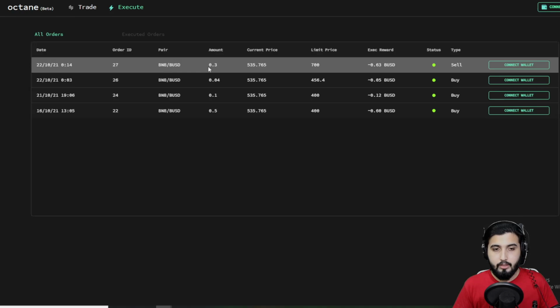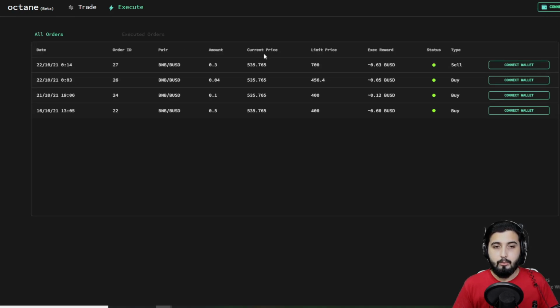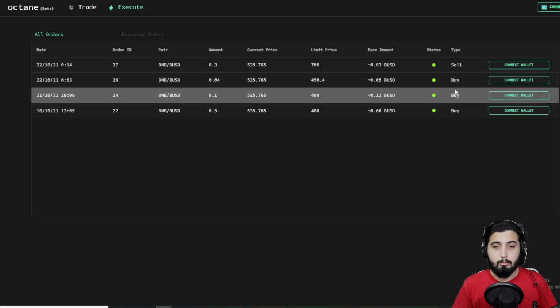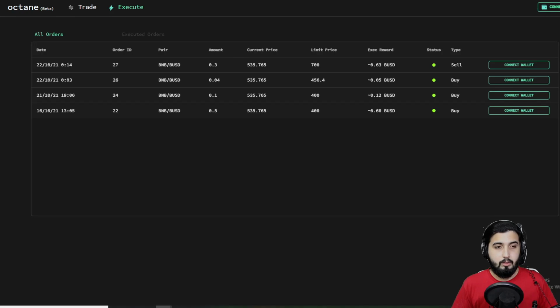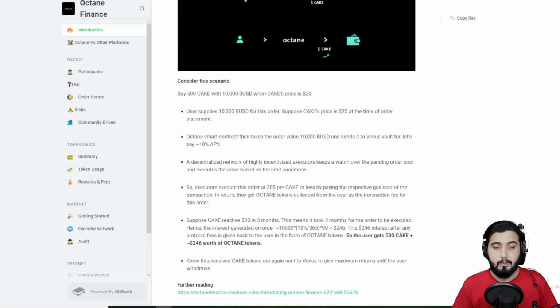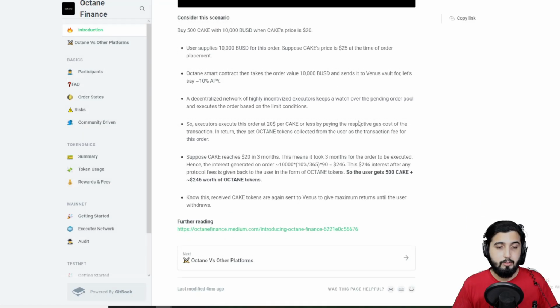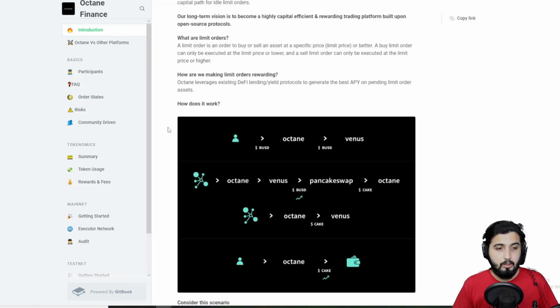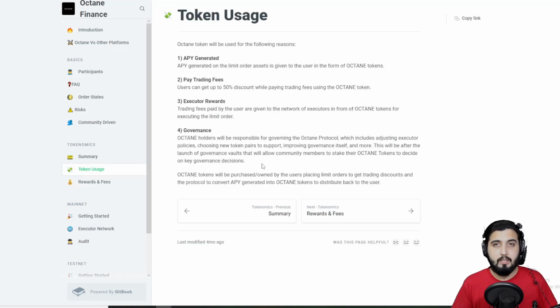but you can take a look at the pair right here, what the amount is, what the current price is, and what the limit price is, and what type it is, whether it is a sell or a buy. So when it gets completely developed, it'll be much easier and much more elaborate to use this. But this is basically the entire information on how this whole thing actually works.